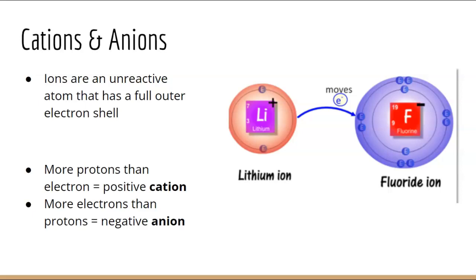So I said this, cation, and if you are a little shaky on your chemistry, maybe you forgot what cations and anions are, but let's just give a brief definition so we're all working with the same definition when referring to these terms. So, ions in general are an unreactive atom that has a full outer electron shell. Okay, so that's just an ion. But you can have a cation and an anion. If you're a cation, it means you have more protons than electrons, so you're more positive. An anion is more electrons than protons, so you're more negative.